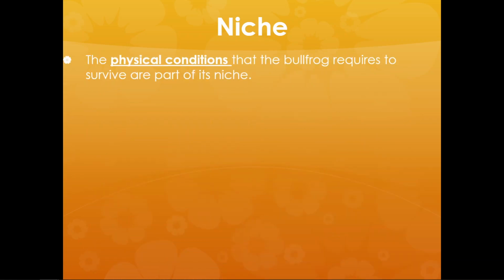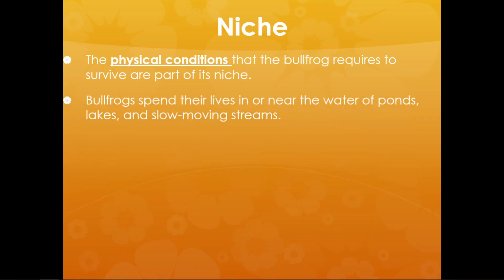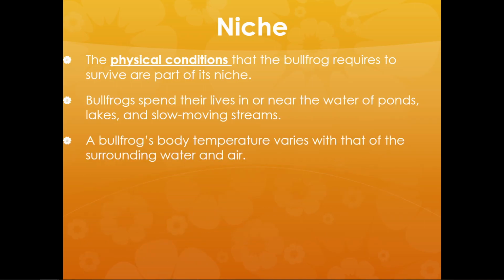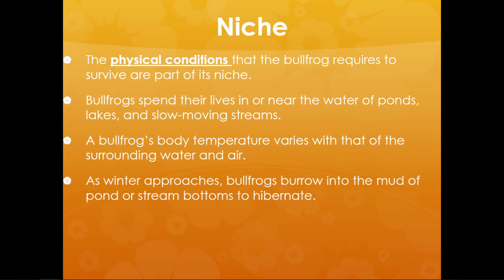All right. So, the physical conditions that a bullfrog requires to survive are also part of its niche. It's not just about what an organism eats. Bullfrogs spend their lives in or near bodies of water, such as ponds, lakes, or slow-moving streams. A bullfrog's body temperature varies with that of the surrounding air and water, so this means it is cold-blooded. As winter approaches, the bullfrog burrows into the mud of a pond or stream to hibernate.